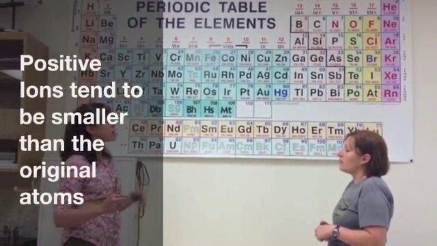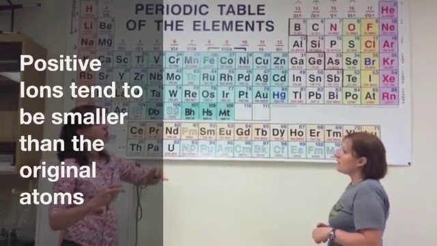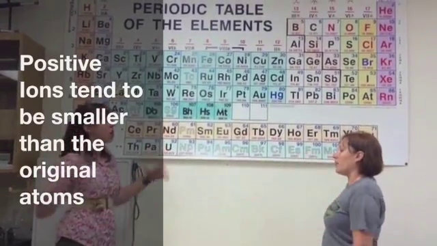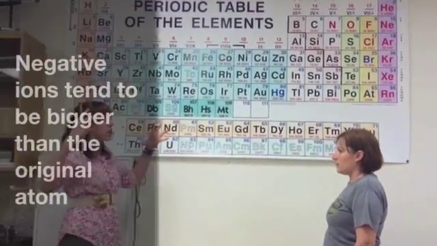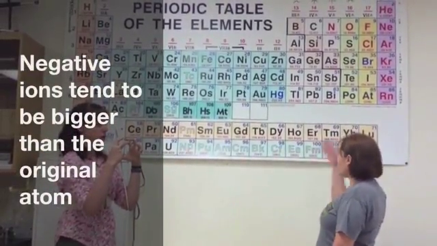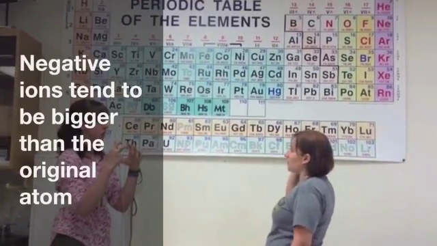Okay. So if you go the other way, you make a negative ion because you add an electron, so it's going to get bigger. Okay. So negative ions are bigger than where they started, positive ions are smaller than where they started. Is there a way to tell on the periodic table if they will be positive or negative?